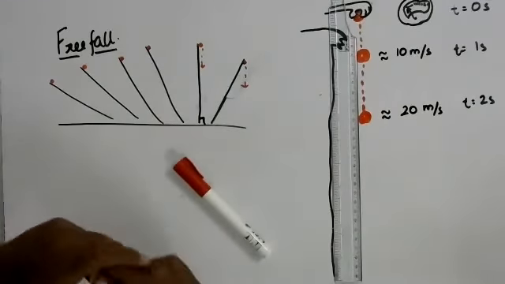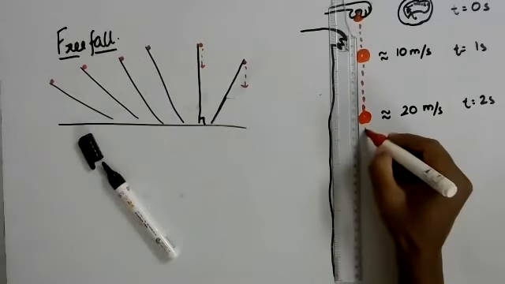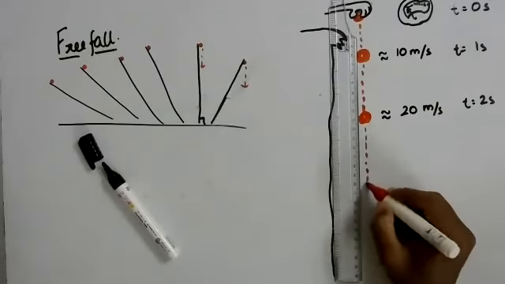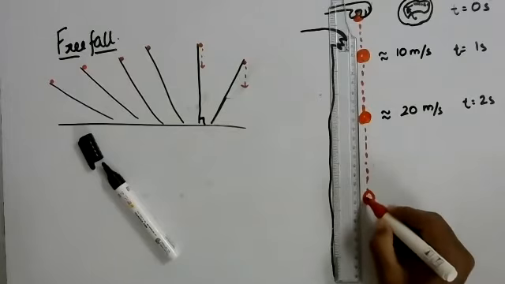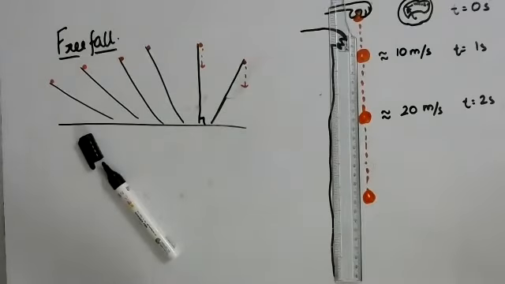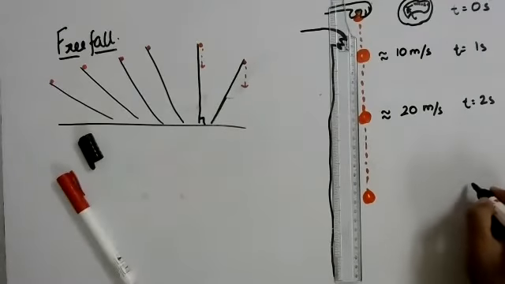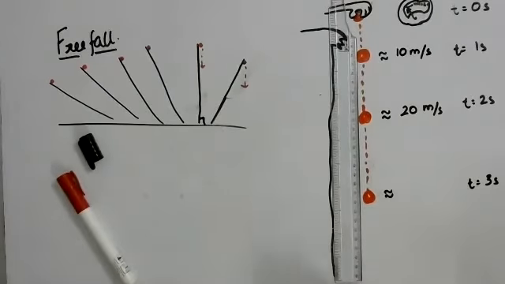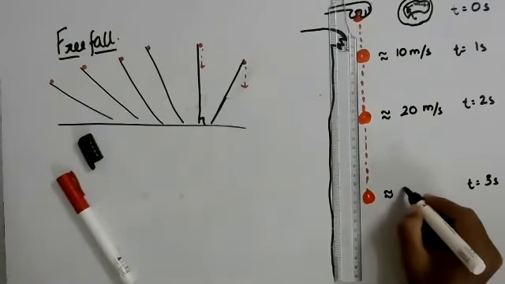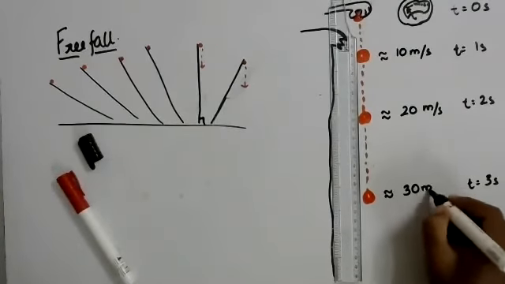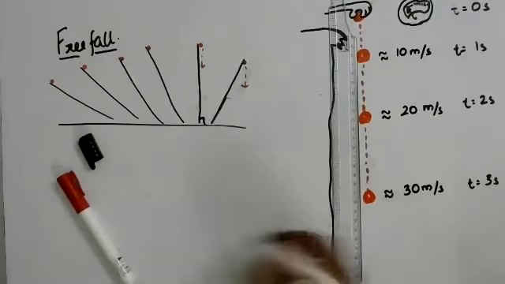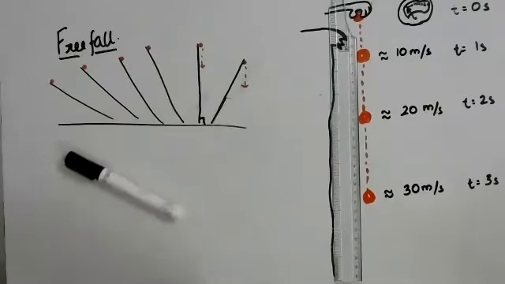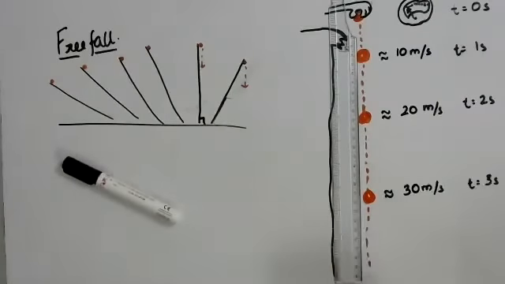Okay, you allow it to fall for a while longer, and this time it's going to cover an even greater distance. The time is equal to 3 seconds, and the velocity is approximately, what will it be now? 30 meters per second. Okay, and so on and so forth. So for as long as you can view it, it keeps increasing at a rate of 10 meters per second.